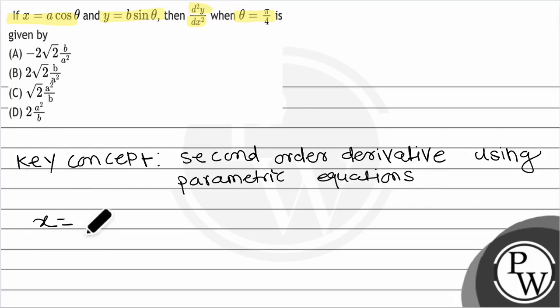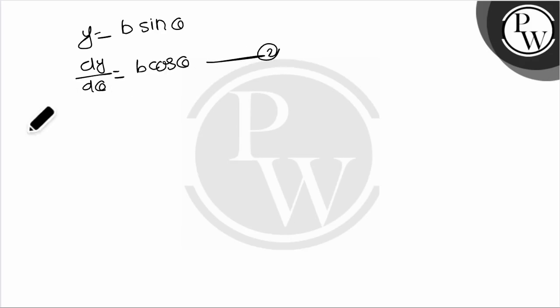First write down the x equal to how much? A cos theta, right? So find the value of dx by d theta. So it becomes minus a sin theta. Call this equation number 1. Let's take the y. Y is nothing but the b sin theta. So if you find dy by d theta, it becomes b cos theta. Call this equation number 2.